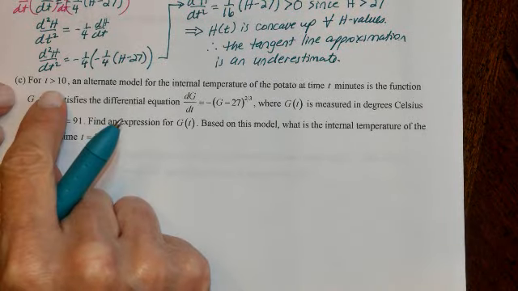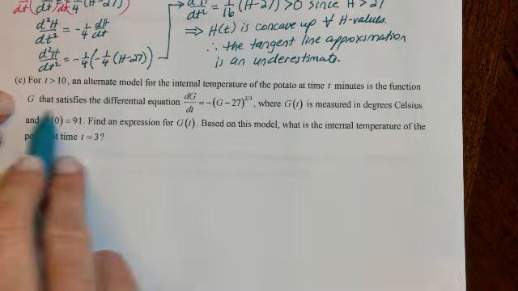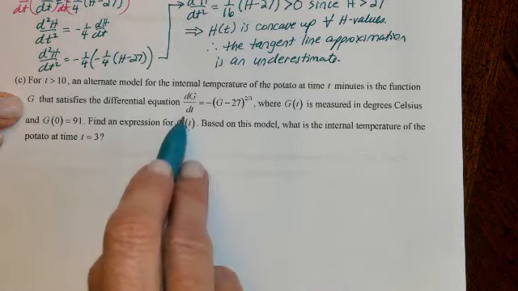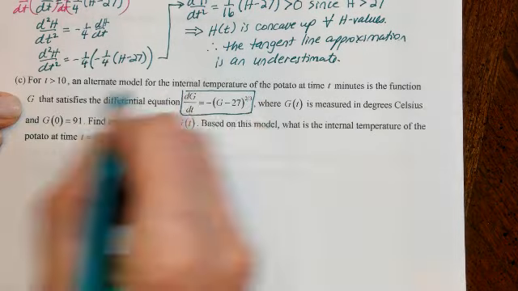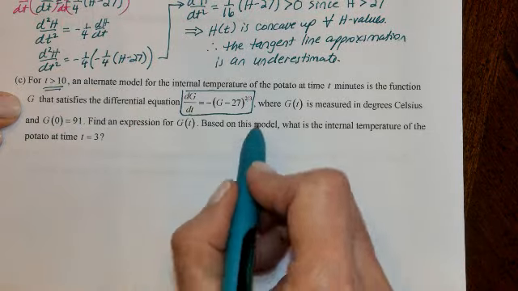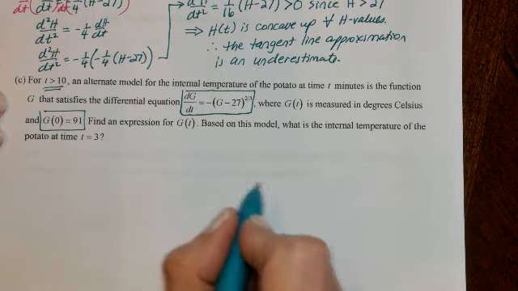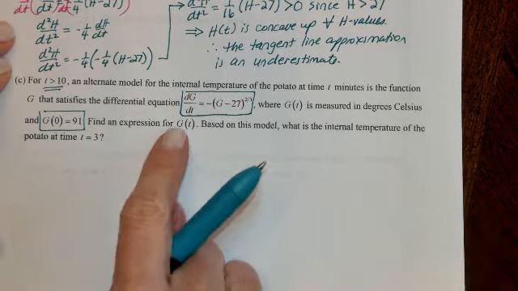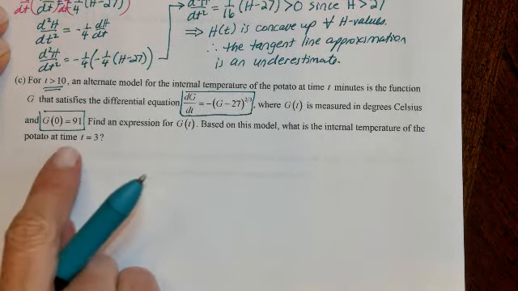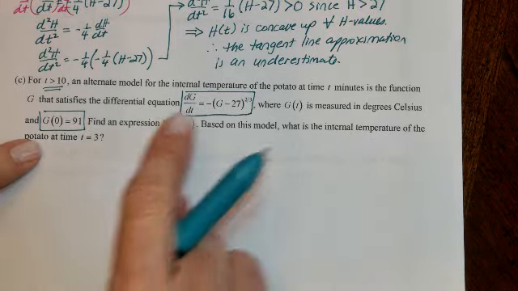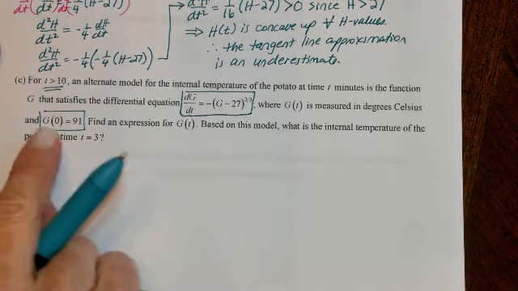For t is greater than 10, an alternate model for the internal temperature of the potato is the function g that satisfies this differential equation. So this is for when time is greater than 10. Okay, g is measured in degrees Celsius and g of 0 is 91. Find an expression for g of t. And based on that model, what is the internal temperature at time 3? So here's the differential equation. Solve for g given this initial condition.